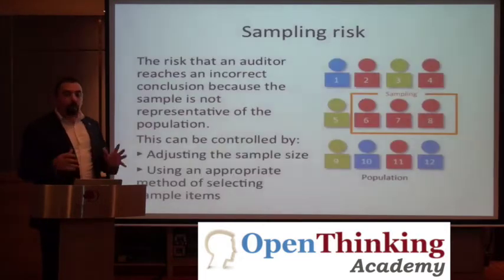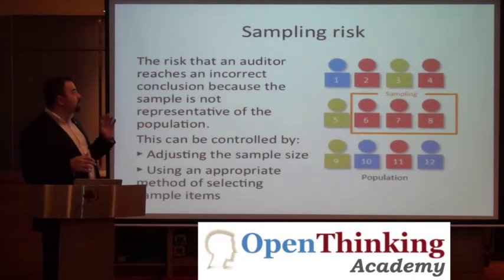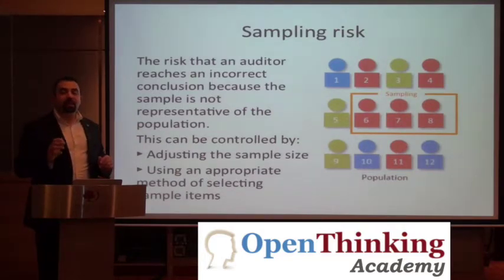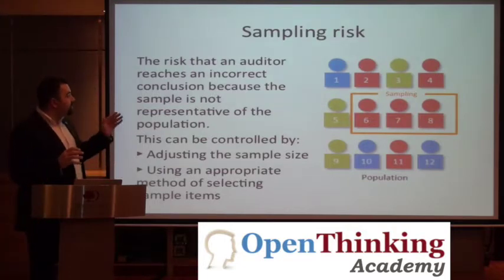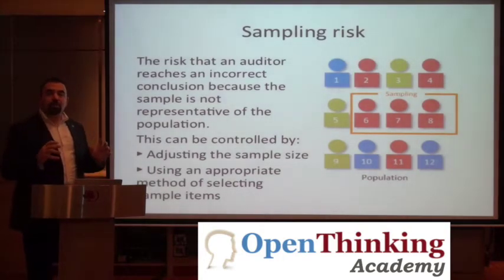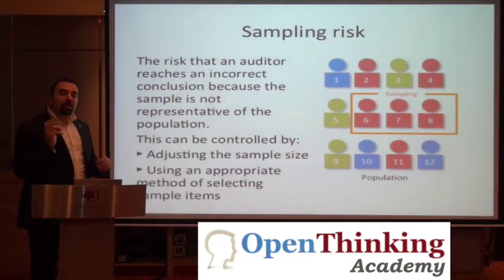So let's see why this will happen. The first thing is called sampling risk. You can see here the population, and you can see that the auditor selected a sample out of the population. But this sample that the auditor selected is actually not representative of the population. And why is that? Because the auditor maybe selected a small sample, maybe because the auditor didn't understand how to select the sample in the right way.